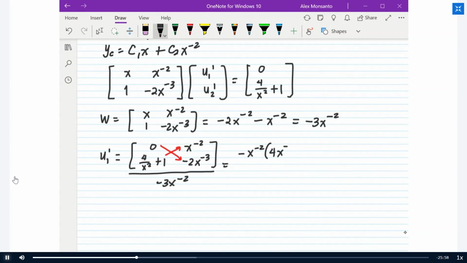Pwede mo siyang gawin ganon. Yung 4 over x squared, pwede siyang maging ganyan plus 1. Okay. Then over negative 3x raised to negative 2. So, dito pwede ka na mag-cancel. Ayan. Cancel. So, ang natira, negative, negative, positive. Okay. So, ang matitira, 1/3 times 4 over x squared. Yun pa rin pala ang ating magiging. Okay. So, ayan siya, no?